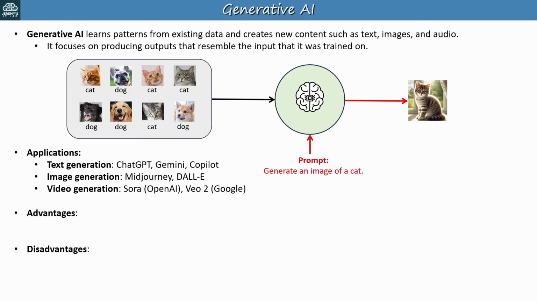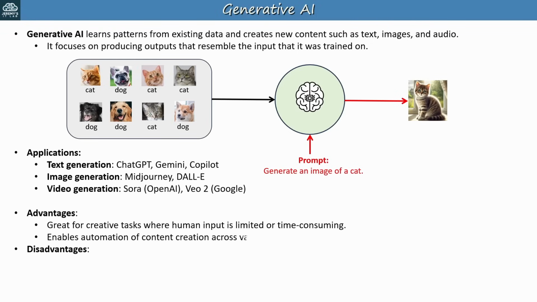Now let's look at its advantages and disadvantages. First of all, it's great for creative tasks where human input is limited or time-consuming. For example, a generative AI chatbot can take over a lot of online customer service from humans, only escalating to a human when necessary. Generative AI enables the automation of content creation across various fields, but this, of course, has its downsides. There is a major risk of misuse, such as deepfakes and plagiarism.